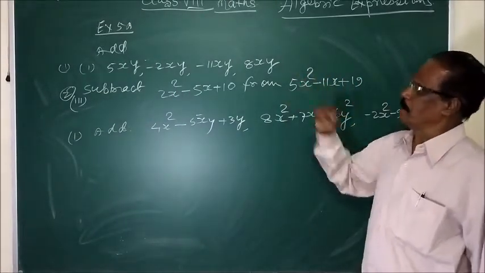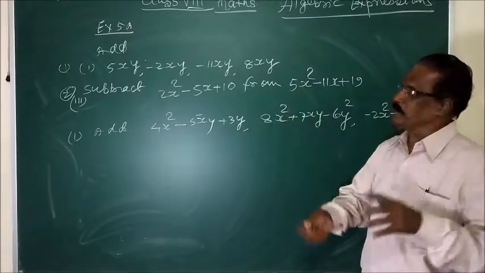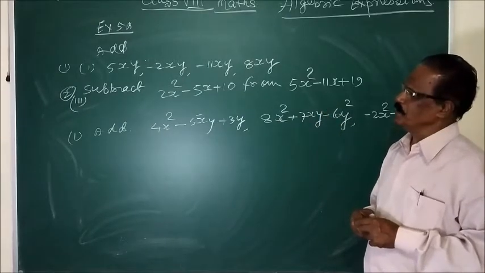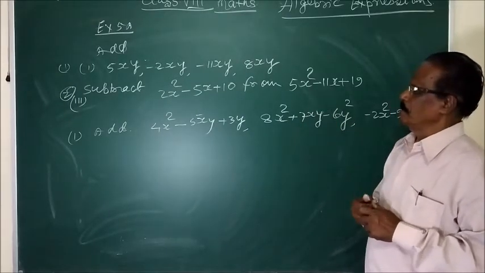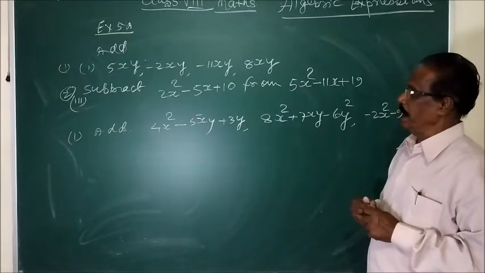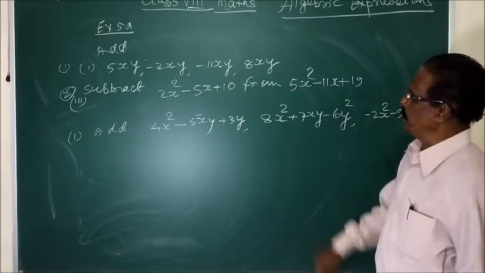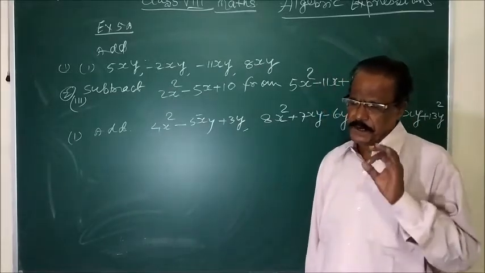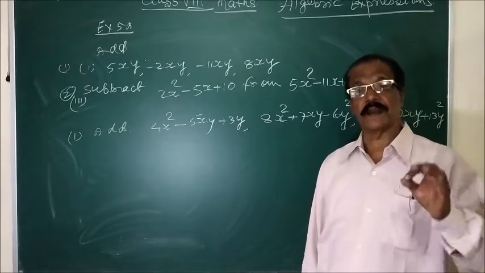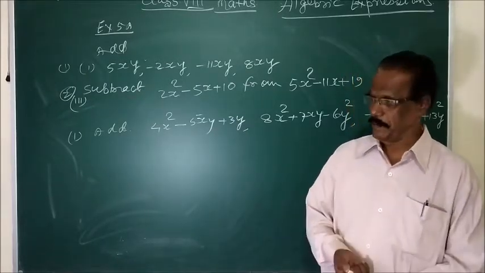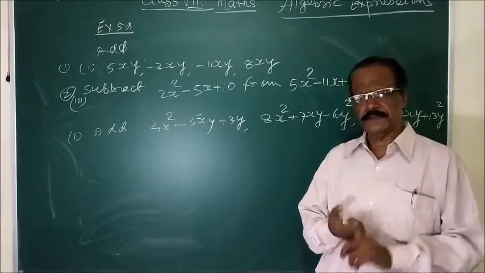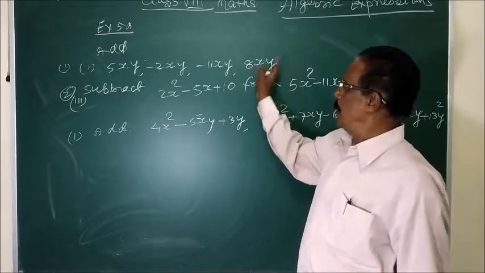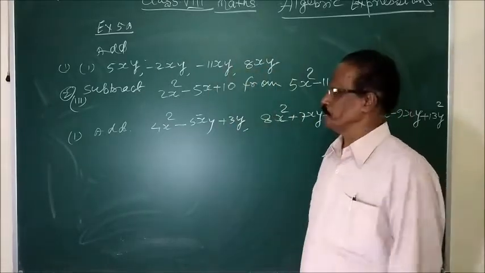Now you see question number 1, 5xy, one term, second term, minus 2xy, minus 11xy, third term, and the fourth term is 8xy. I have already told you, every term has some numerical coefficient and the variables. Variables may be single or double, it depends upon the question. Now you have to add all these four terms.